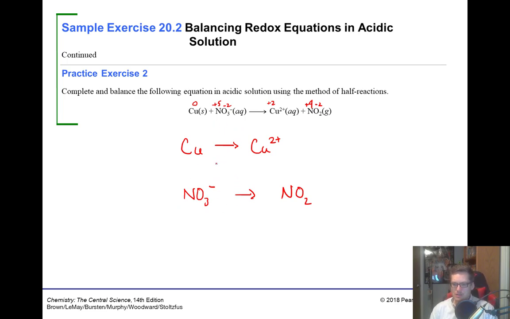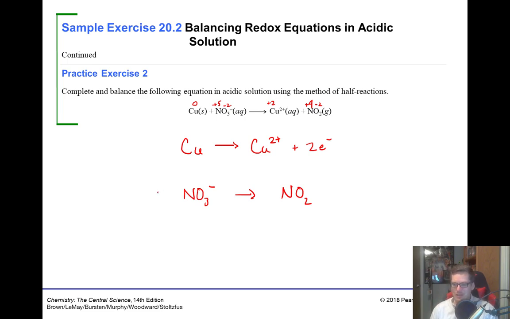This is easy. First step, balance the non-oxygen, non-hydrogen atoms. Copper is balanced. No oxygens to balance, no hydrogens to balance. This one's easy. Now we just have to get the charges to balance. This is 0, this is plus 2, so we're going to add 2 electrons.